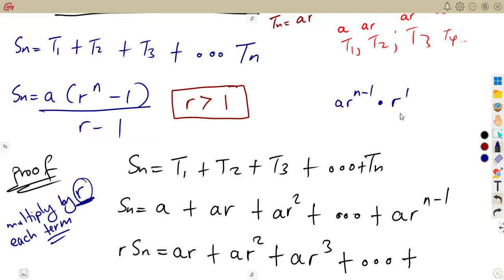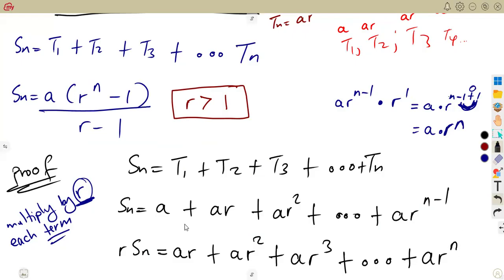You multiply by what? By R there, which is to the exponent of 1. Remember, R is the same as R to the exponent of 1. We know that if you're multiplying the same bases, we add the exponents. So we are going to add n minus 1 plus 1. So what are we going to have at the end? It is going to be R to the exponent n minus 1 plus 1. That's a 0 there, so that's n plus 0, which is n. So the last term is going to be AR to the exponent of n.